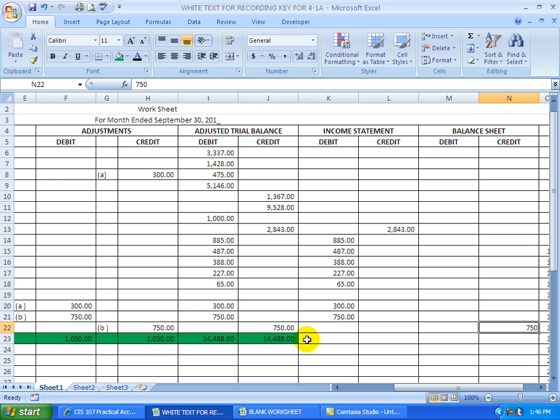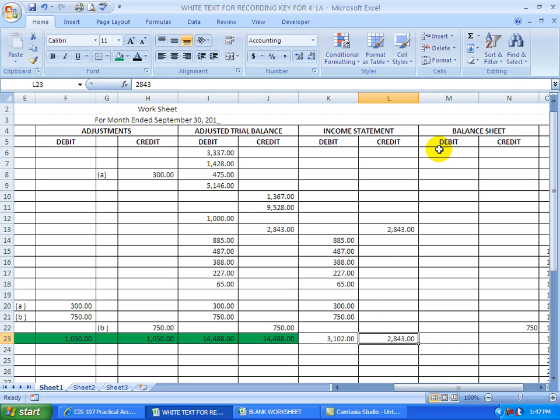So I'm going to put a total in here, and what I'm going to do is total up all the expenses. I'm going to total up the revenue, which is only one, and then put it here. And these columns should not equal. If they did equal, it would mean that you did not have a net income or a net loss. It just means you broke even to the penny.